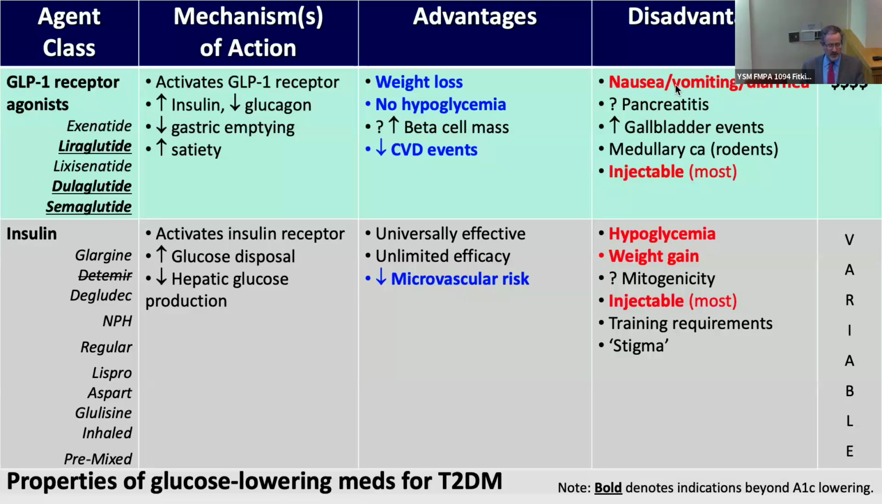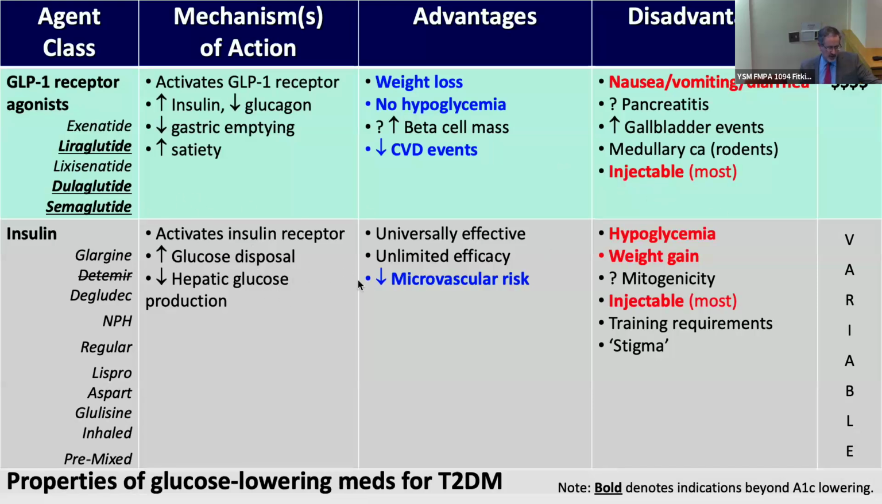GI side effects, it slows the bowels down. Patients, if you're giving them too much too quickly, they can get severe nausea and sometimes vomiting. It can induce almost a gastroparesis type state. It should be reversible. There are some interesting recommendations that I'll touch upon from the American Society of Anesthesiologists about what to do with these medications in the pre-op setting, which is interesting. And most are injectables, as mentioned, although one is oral.